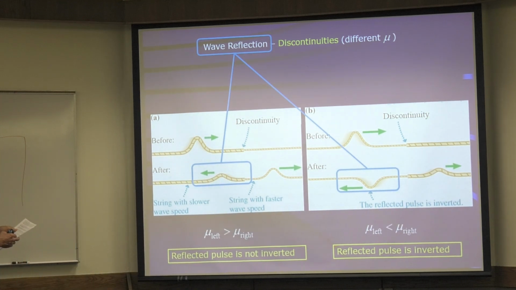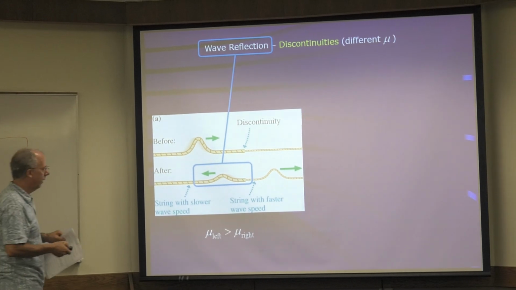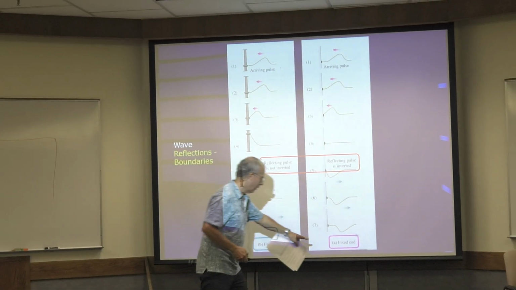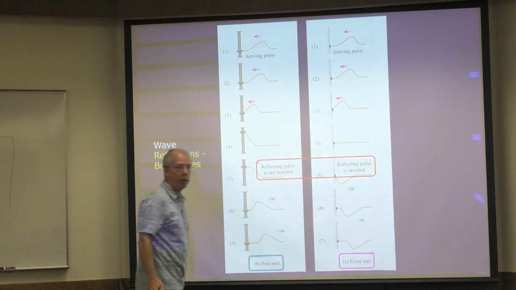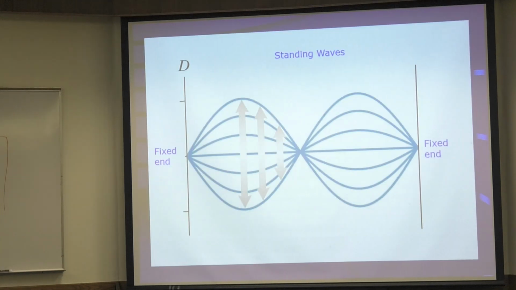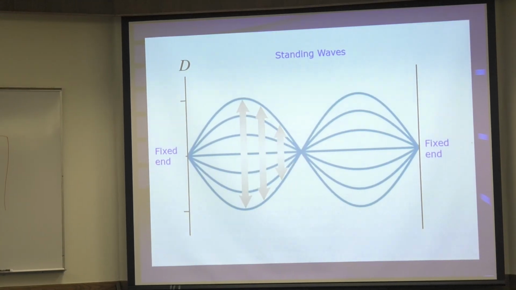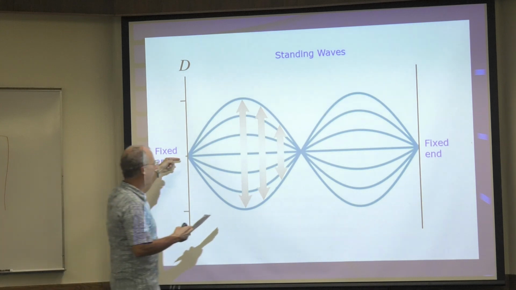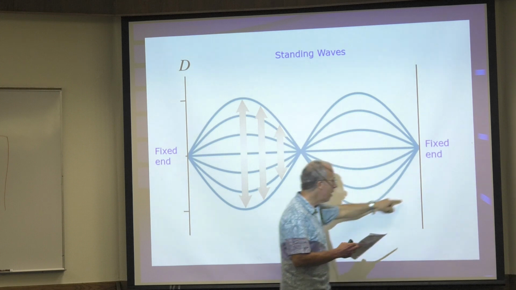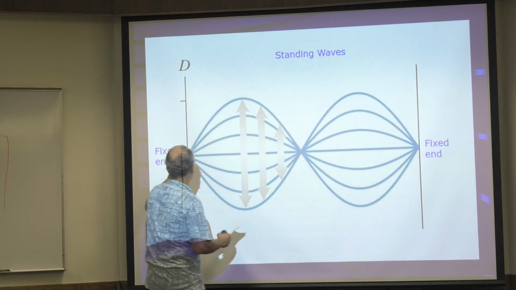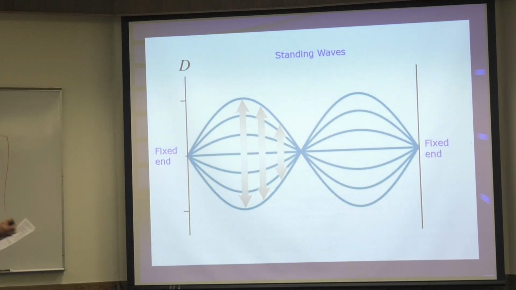All right. Now, that's similar to the fixed end. The reflecting pulse is inverted for the fixed end. Now, for a standing wave, you have a traveling wave and it's fixed. So what happens? It's inverted. You have it coming back here, it gets inverted. So there you go. Now we want to completely analyze these standing waves.